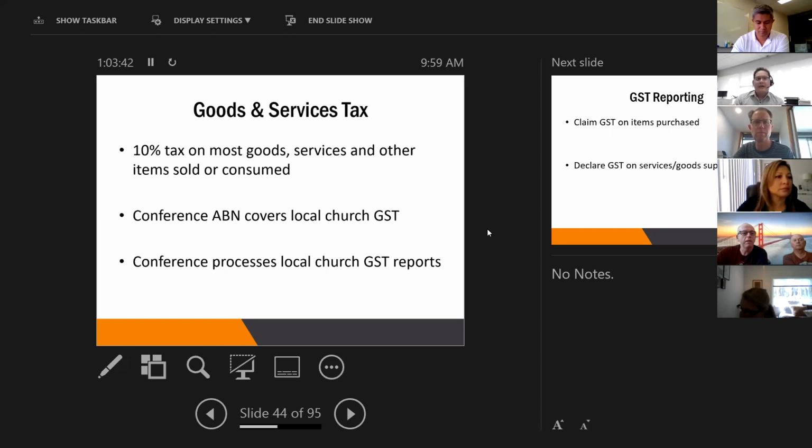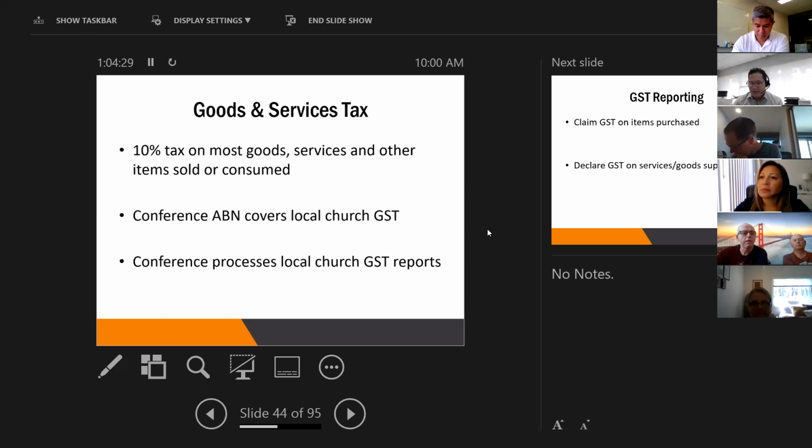The conference ABN covers the local church GST. So basically, all the churches are under the ABN, or Australian business number, of the conference. And what happens is, at the end of each month, you send us your GST report with the supporting documents, and we will process that. We will give you back any GST that is properly claimed on your purchases, and we'll have to deduct the GST on your income.